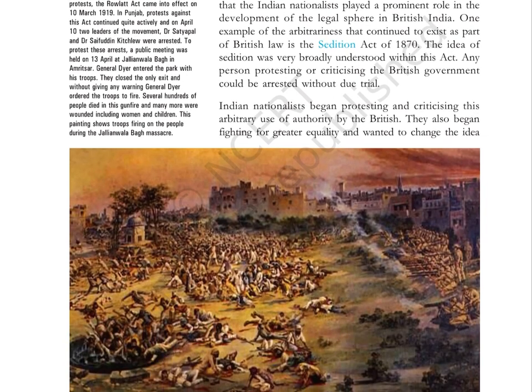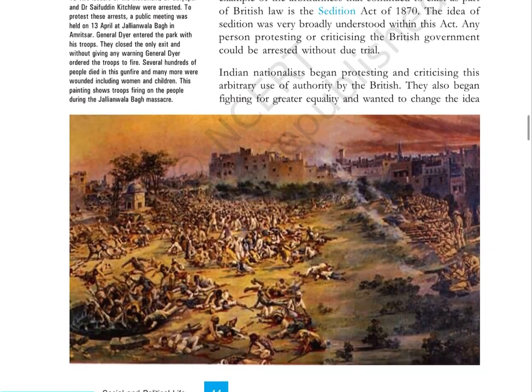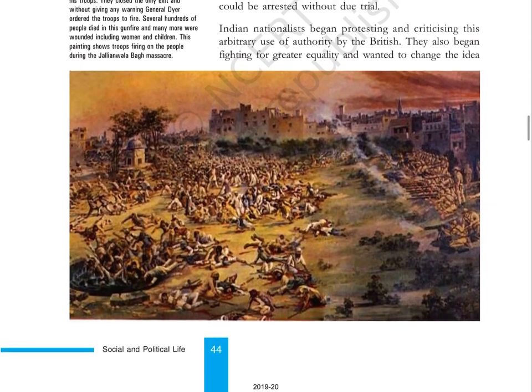General Dyer entered the park with his troops. They closed the only exit, and without giving any warning, General Dyer ordered the troops to fire. Several hundreds of people died in this gunfire, and many more were wounded, including women and children. This painting shows troops firing on the people during the Jallianwala Bagh massacre.